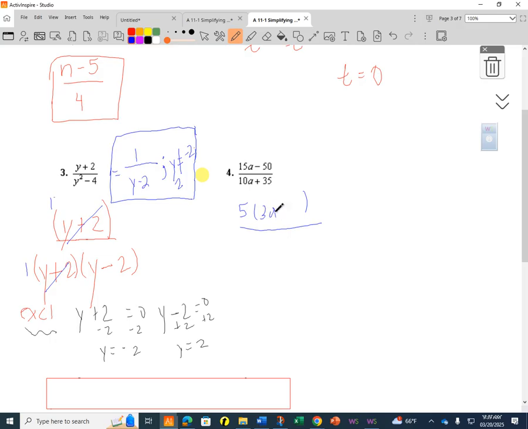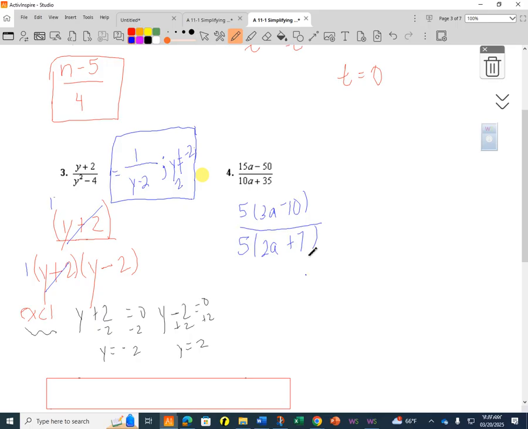Is that all? Minus 10. Good. 5 times 3a is 15a, minus 5 times 10 is 50. What's the greatest common factor in the denominator? Also 5. Yep, 2a what? Okay.